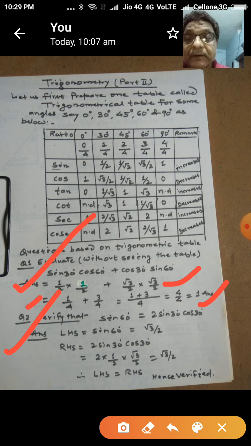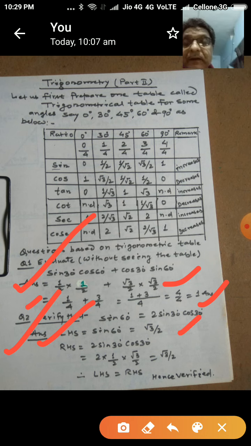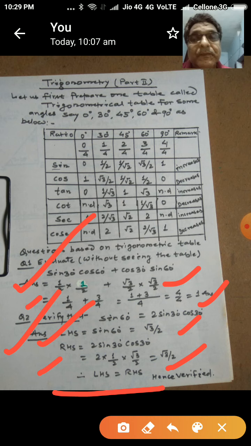So like that, here the question is to verify that sin 60 degree is equal to 2 sin 30 cos 30. So one time we will find the LHS as I have done here, and another time we find the RHS separately. So again we get the same value, so we write here LHS equal to RHS, and it's verified. So this is all about this trigonometrical table related exercise.